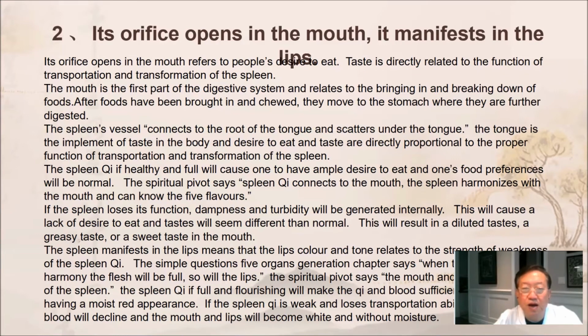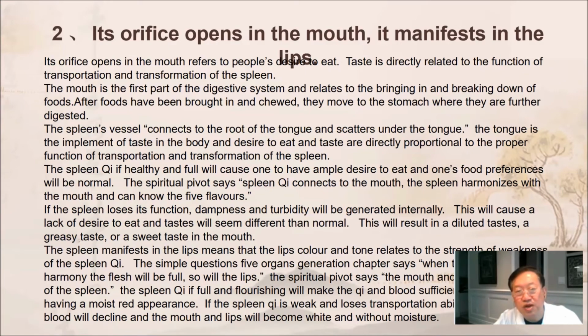If the spleen loses its function, dampness and turbidity will be generated internally. This will cause a lack of desire to eat, and taste will seem different than normal. This will result in a diluted taste and a greasy taste or a sweet taste in the mouth. The spleen manifests in the lip means that the lip color and tone relate to the strength and weakness of the spleen qi. The Simple Questions Five Organs Generation chapter says, when the spleen is in harmony, the flesh will be full, so will the lips.